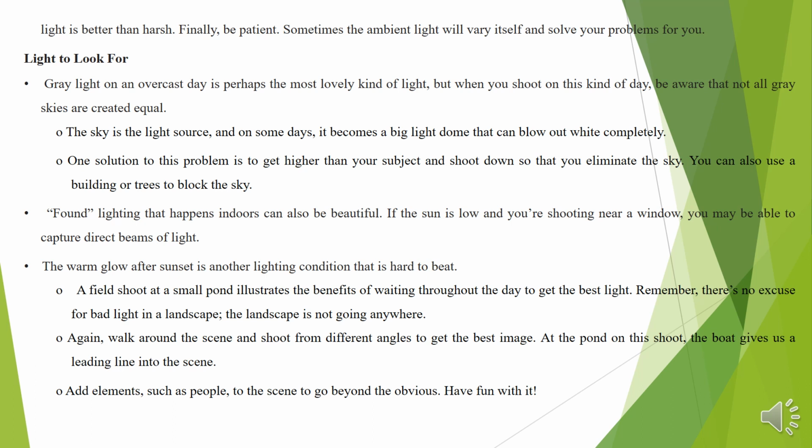Light to look for: yes, grey light on an overcast day is perhaps the most lovely kind of light. But when you shoot in this kind of light, be aware that not all grey skies are created equal. The sky is the light source, and on some days it becomes a big light dome that can blow out white completely. One solution to this problem is to get higher than your subject and shoot down so that you eliminate the sky. You can also use a building or trees to block the sky.